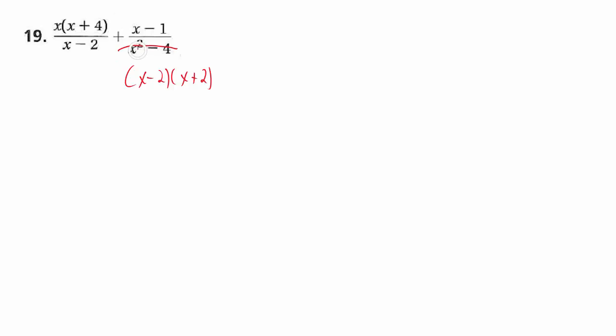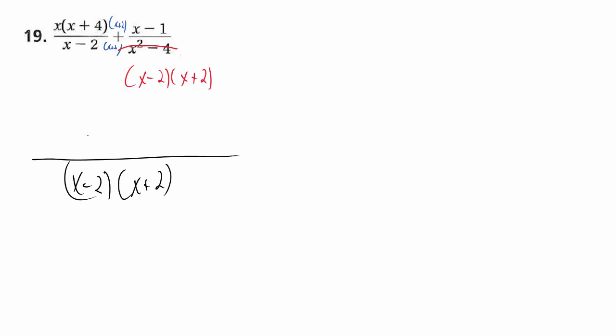This is a difference of perfect squares, so that means that this denominator needs the x plus 2. So we need to multiply the top and the bottom of this guy by x plus 2. So once I have my common denominator, which is just the x minus 2 and the x plus 2, I need to simplify my numerators and combine like terms.